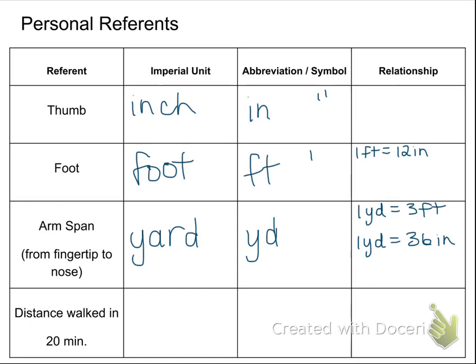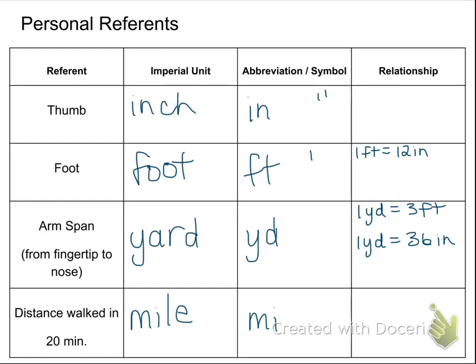And the last one, the biggest imperial unit, is the mile, which is approximately the distance that you will walk in 20 minutes if you're walking at an average pace. Now this completely depends on the person, but this was the way that they came up with the unit. So the abbreviation for miles is MI. Do not just put M. M stands for meters. MI is miles. Make sure you don't get those confused.